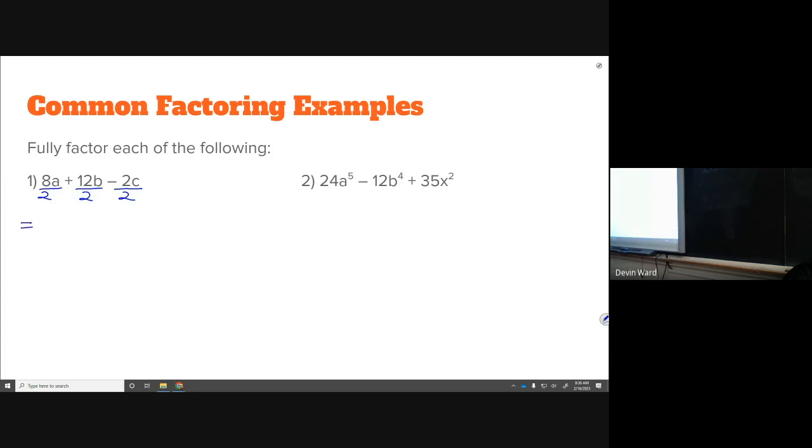Then we'll go equals, and we're going to put our greatest common factor, 2. It goes first, and then we'll set up some brackets. So your greatest common factor goes on the outside, outside the brackets.